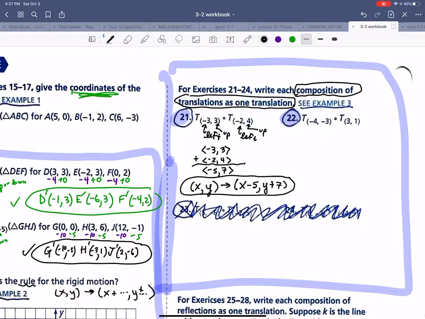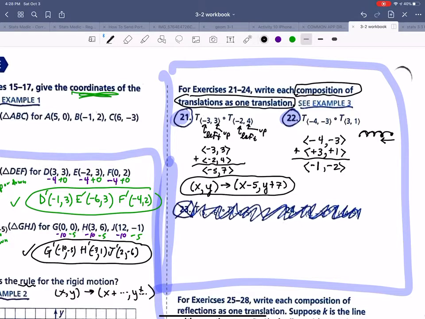Now doing the same here, we have instructions to move left 4, down 3, and then right 3, up 1. So let's combine these. That would be left 1 and down 2. Now let's think about this. Imagine I go 4 to the right, 1, 2, 3, 4, and then 3 back. See how it's the same if that's my final destination? It's the same as just going left 1.